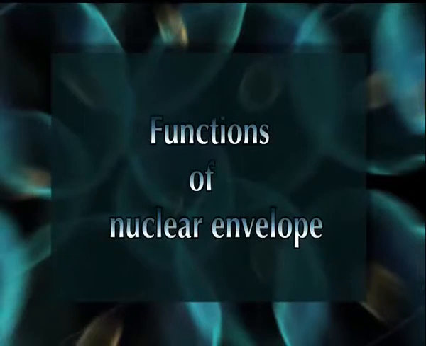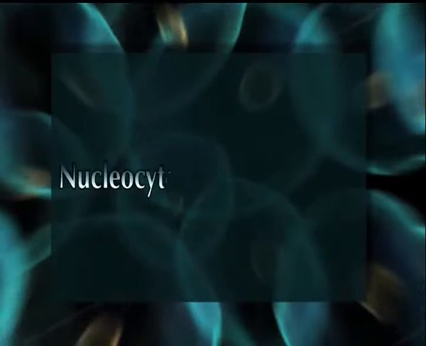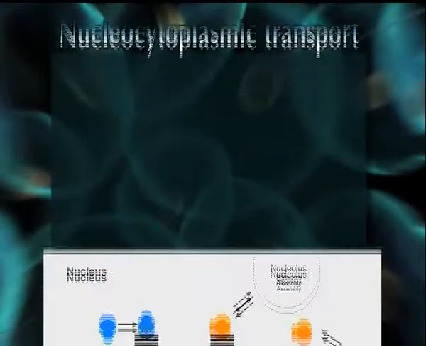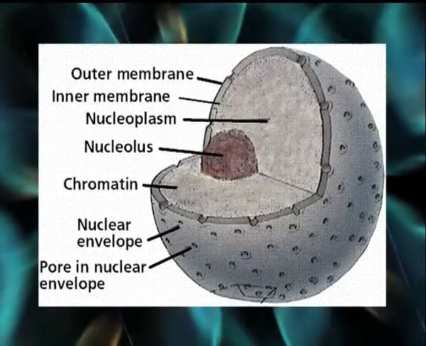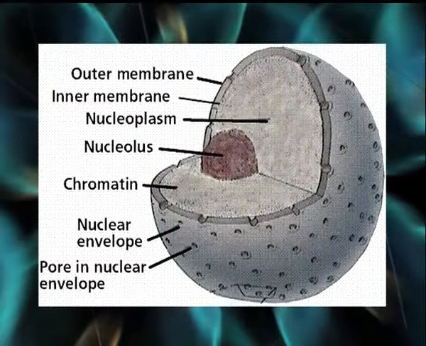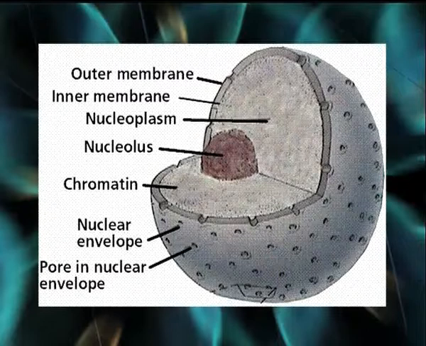Now, what are the functions of the nuclear envelope? Number 1, nucleocytoplasmic transport. The nuclear envelope regulates the exchange of materials between the nucleoplasm and cytoplasm. The permeability of the nuclear envelope is not fixed but varies in different cell types and also within the same cell type during different stages of the cell cycle. It is so because the nuclear envelope is not a static but a dynamic barrier.